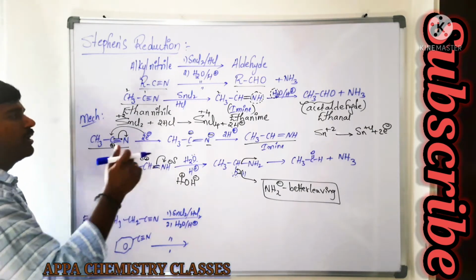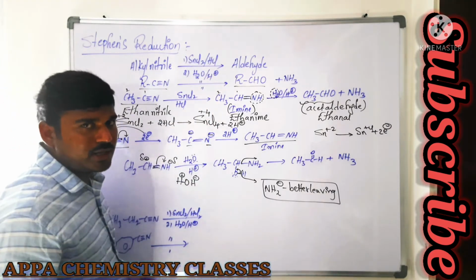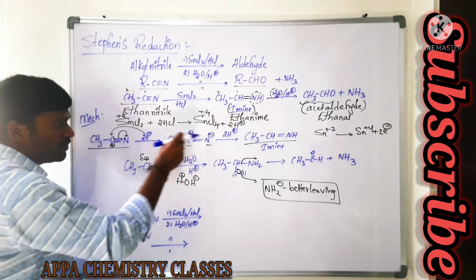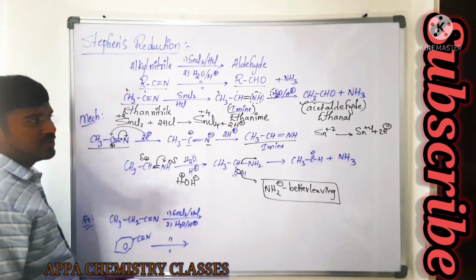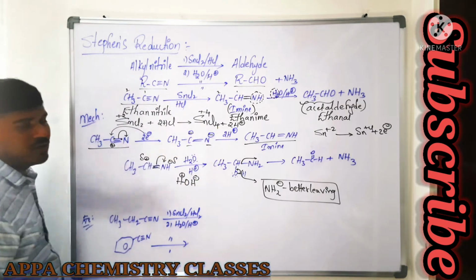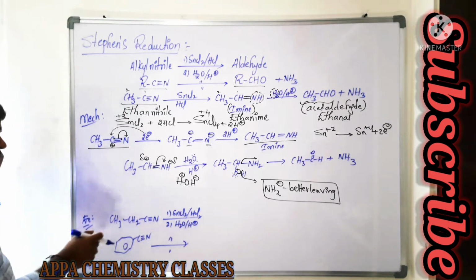Have you understood? Now here the stannous chloride is oxidized to stannic chloride. In that process it releases 2 H plus ions. Those 2 H plus ions are utilized in the mechanism, and the 2 electrons which we are getting are also involved in the reaction mechanism. Is that clear? Now we will see 2 examples here.